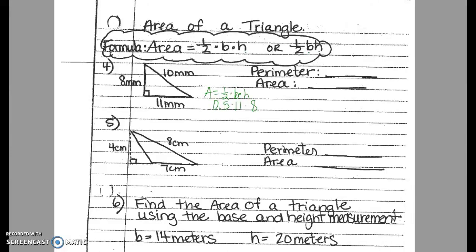I will allow you to use your calculator. Multiply that out and then raise your hand when you know the answer. 44. What is going to be my label for this? Your label will be millimeters squared. Thank you. Millimeters squared. And then I'm going to put that up here: 44 millimeters squared.